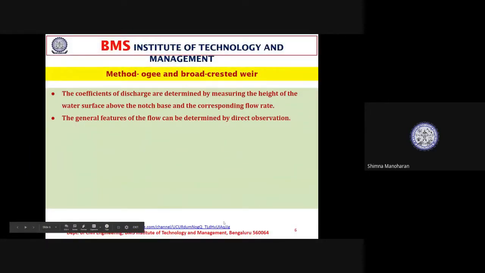In the experimental method, the coefficient of discharge is determined by measuring the height of the water surface above the notch base and the corresponding flow rate. By looking at the values, and through direct observation, the general features of the flow can be easily determined. To find the discharge over a rectangular weir, an elementary strip is considered, and then the theoretical discharge and the actual discharge are computed.